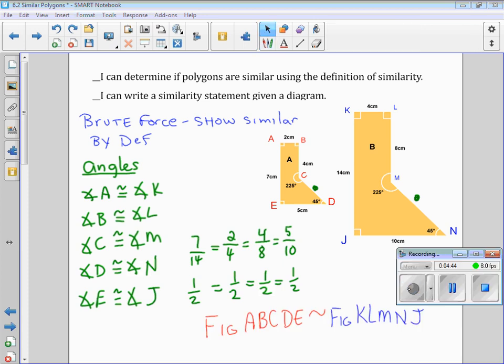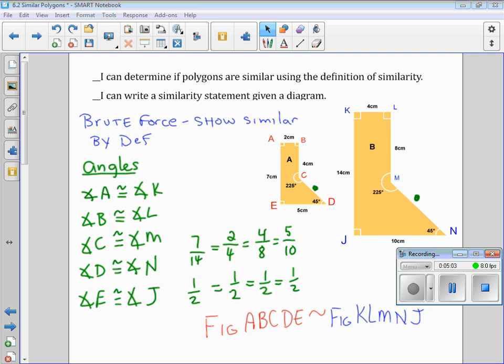Let's write a similarity statement. All right, there I have it. Now, since this is an irregular figure, I would normally write, triangle ABC is similar to triangle blah blah, or I could draw this boot-looking shape in front. But in this case, I'm just going to write the three letters FIG to stand for the figure.